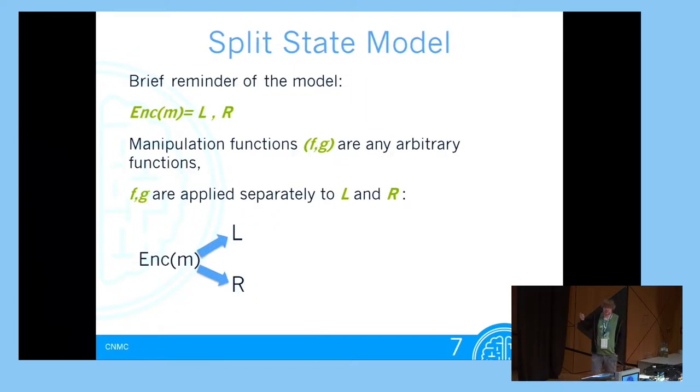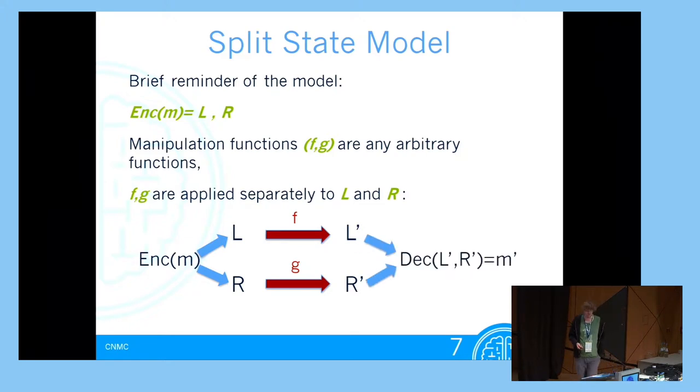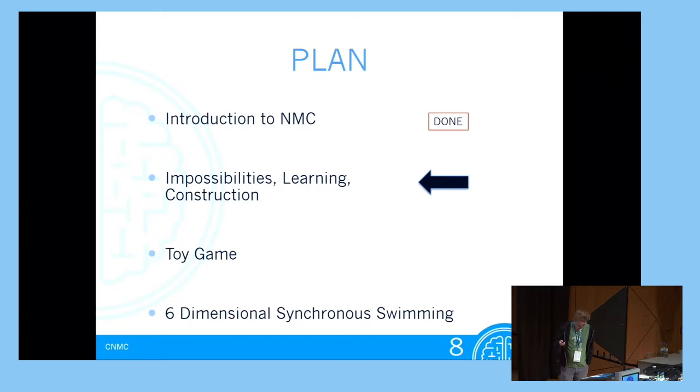Now, what's the split state I was talking about a little bit? Well, the code word is just split in two or more pieces. In this case, it's the two split state model. And each part of the code word is tampered separately. OK. So some impossibilities. I'll talk about learning and the construction.